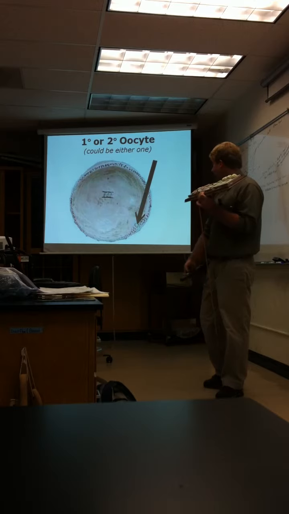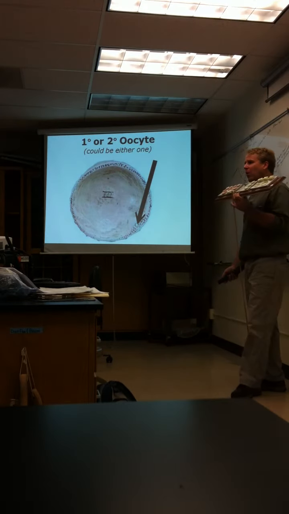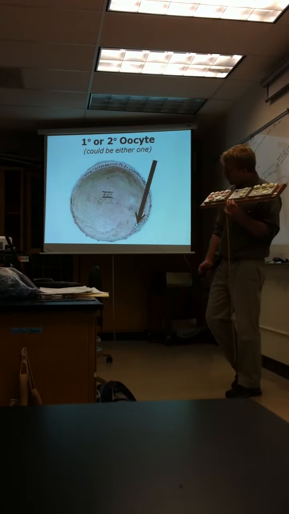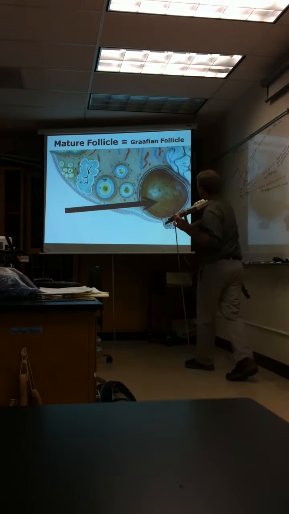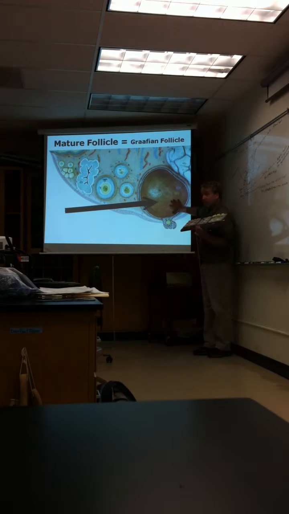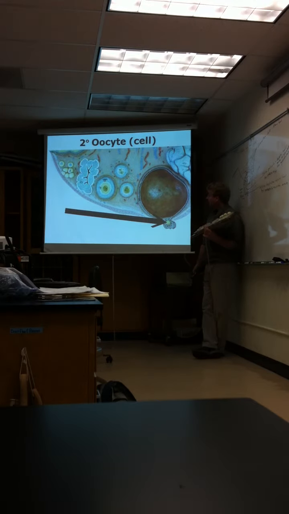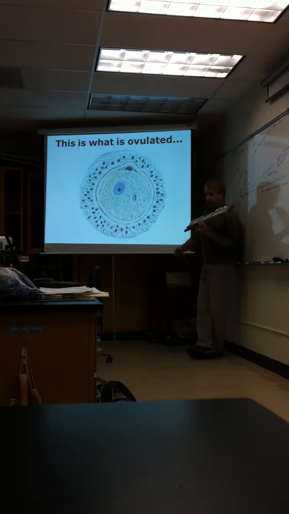And so that is where, what hormone causes meiosis to resume? Do you remember from last year? It was LH. The LH surge causes meiosis to resume and causes the ovulation. And so here you can see the ovulation of that mature follicle, and therefore this cell is a what? Secondary oocyte, for sure, because we have ovulation right there. And so that is a secondary oocyte. This is what is ovulated.